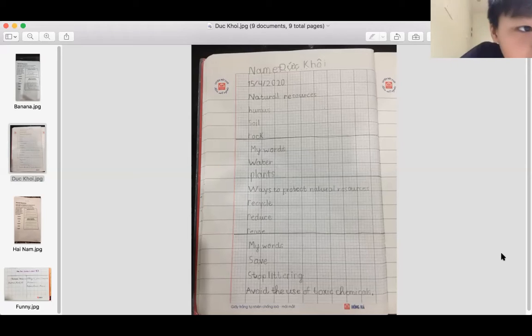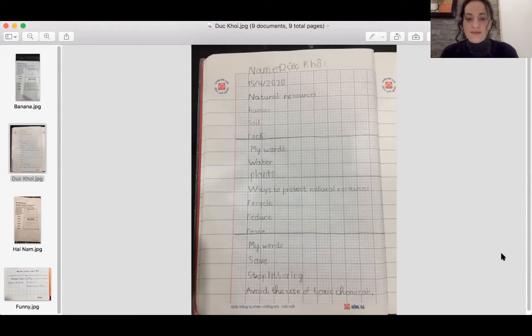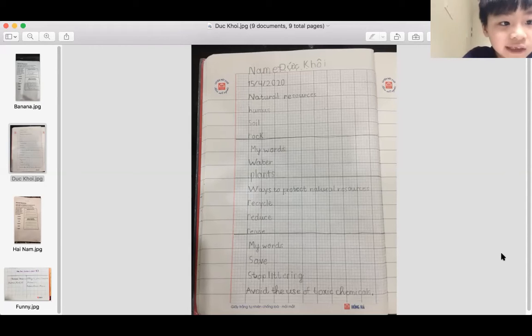Ways to protect natural resources, recycle, reduce, and what is the bottom? I don't know. That one is reuse. Reuse. Excellent. And can you tell me the natural resources and the ways to protect them that you came up with, where it says 9 words? Water in plant. And water in plant is my word from the natural resources, and save and stop littering and reduce of toxic chemicals.